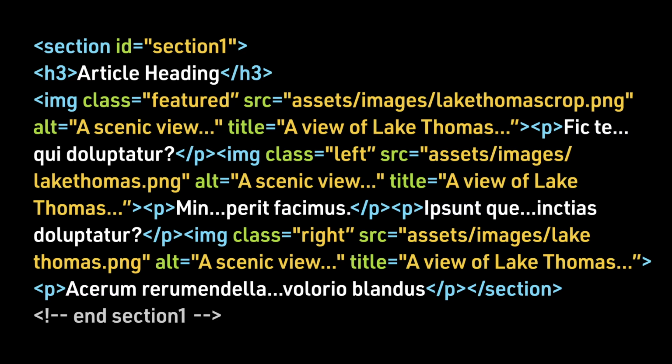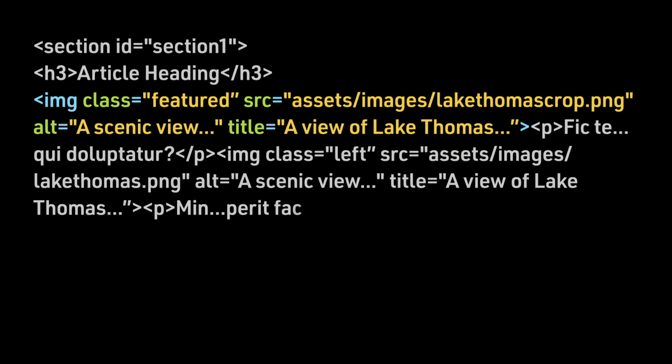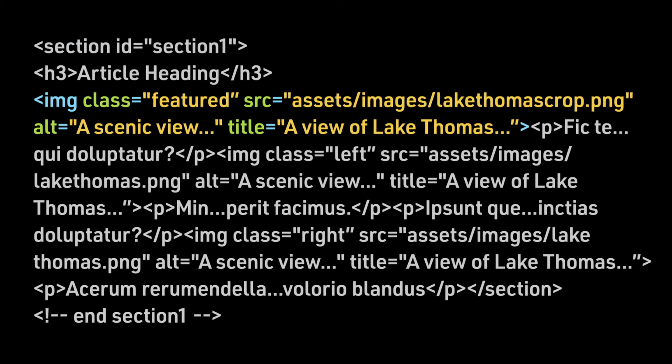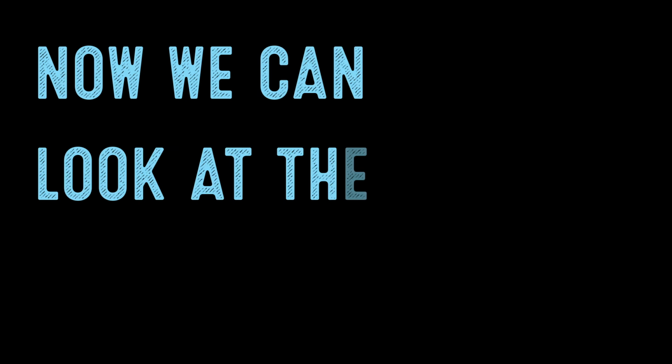Because we have three images and we will be styling them differently, we added class attributes so that they can be targeted individually. Our featured image will display just after our article heading and span the full width. It is a crop of the image we used for demonstration purposes in our last video. The left image is floated to the left so that the text can wrap around it, and our right image is floated to the right so our text can wrap around it. Now we can look at the CSS.